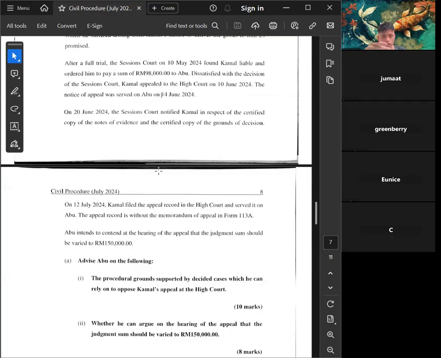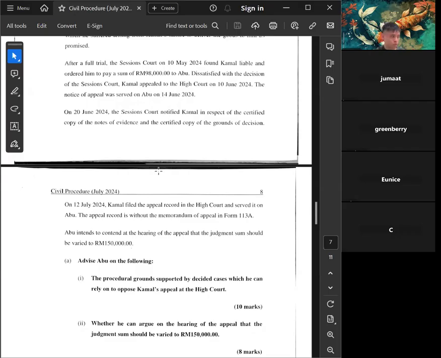I will share with you all later what is the function of notice of cross appeal, because I have typed my answer, but the answer is quite short. Just briefly telling you all, the function of the notice of cross appeal is for when the respondent wants to respond to the appellant's submission. But the notice of cross appeal cannot be used to vary the entire judgment.